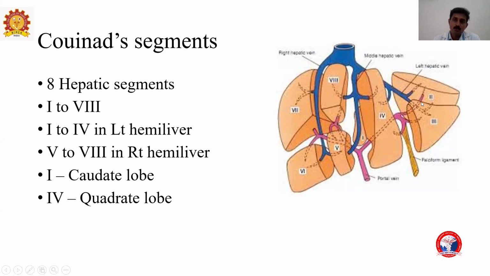Then 2, 3 is there on which part? On the left end of the liver. Then it comes back again to the quadrate lobe, which is there on the lower part. So this is the quadrate lobe which forms the 4th segment.